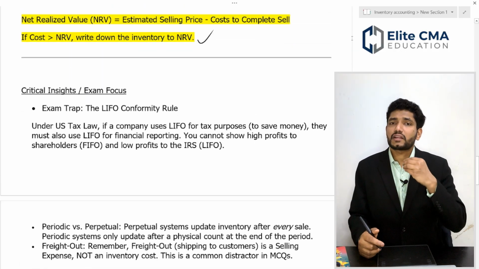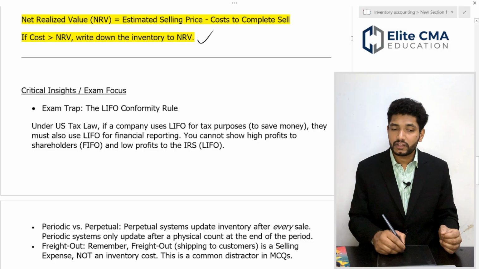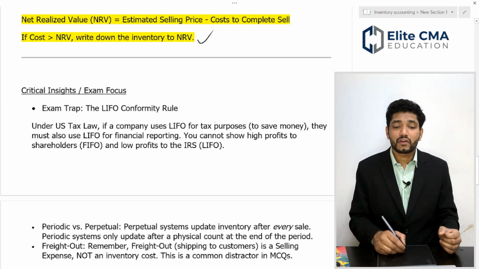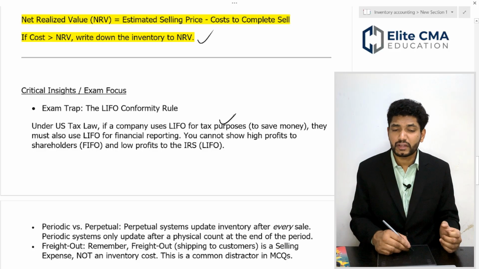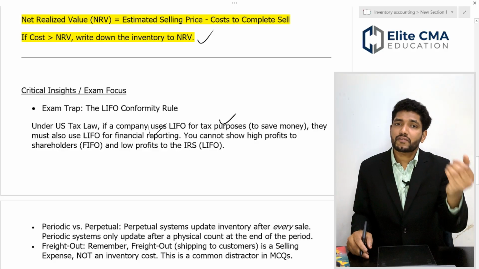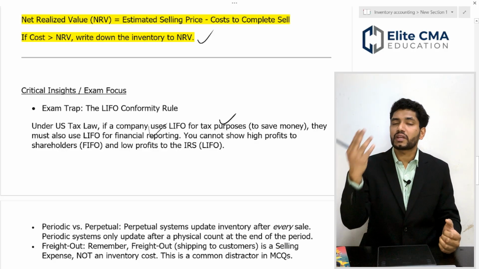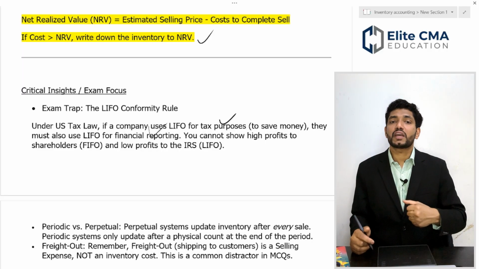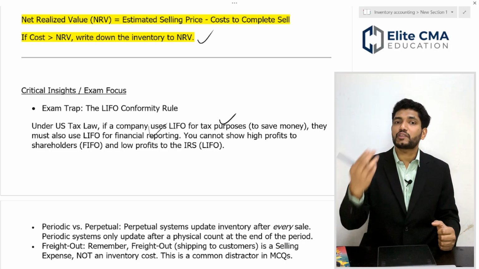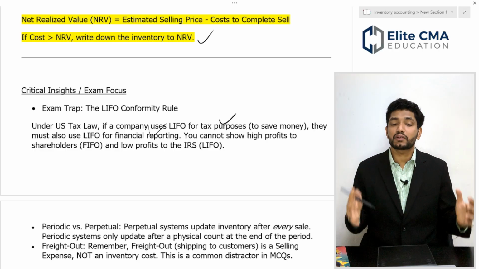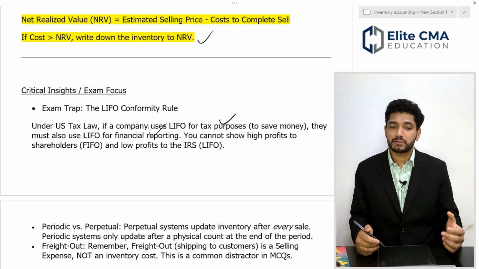So, here are some important things you have to consider in the examination. Under US tax law, if a company uses LIFO for tax purposes, they must also use LIFO for financial reporting. So, the company cannot use one inventory valuation for tax purposes and another for reporting purposes. It should be uniform, it should be the same. If they are using a specific inventory valuation for the tax purpose, they have to use the same method for the financial reporting purpose also.